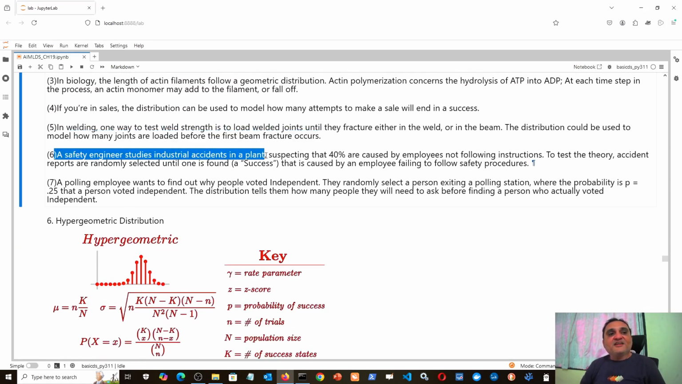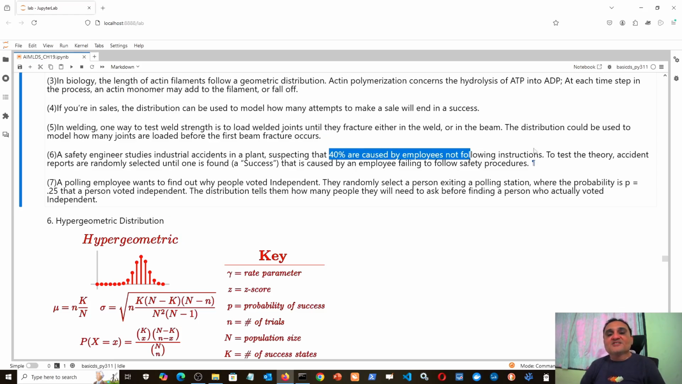Now, a safety engineer studies industrial accidents in a plant, and he suspects that 40% are caused by employees who are not following the instructions. So that means he says the probability of an accident occurring due to employees' mistake is 40%.